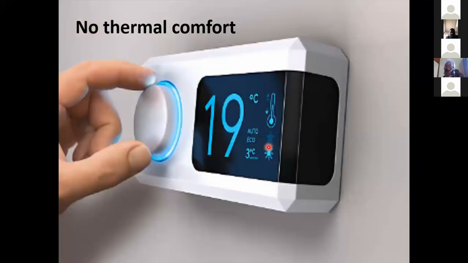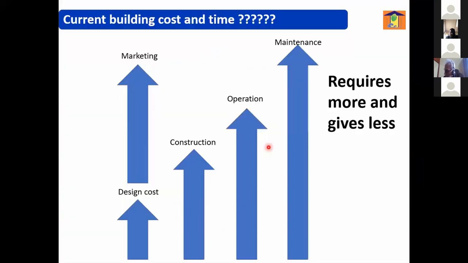And at the end, what we did was we make sure that the air conditioning is 16 degrees or 18 degrees and having lights on. So the basic intent of the comfort is gone somewhere. Now, what is wrong in the current practices? What is wrong in current practices is that the cost and the time invested in all these processes, the marketing, the construction, operation, maintenance, is the highest. The thing which requires the most time and cost is the lowest. That is the design.